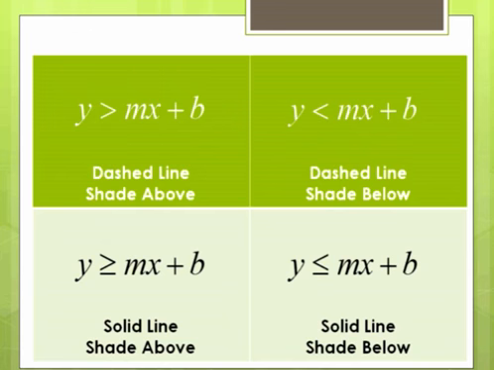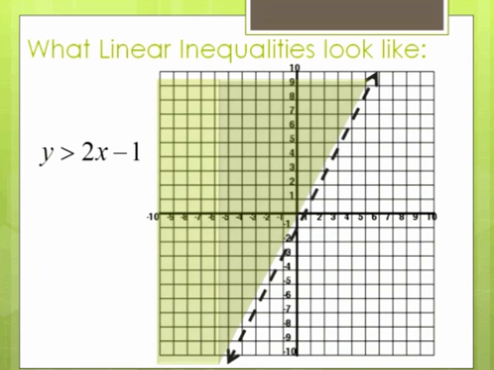Or the line could be y is less than or equal to mx plus b. In that case, the line will be solid and we'll shade below. There's four different options since there's four different inequality symbols. So let's look at what one looks like.